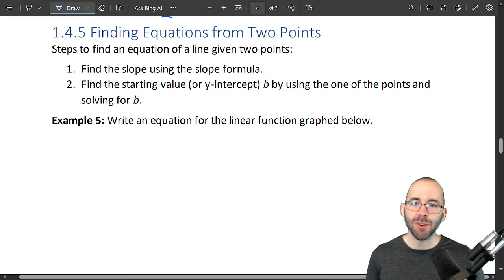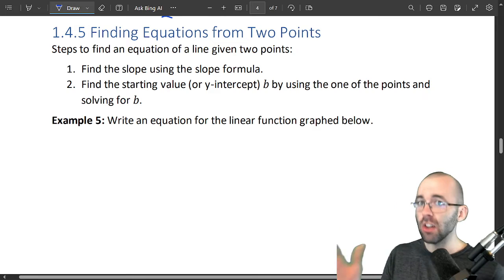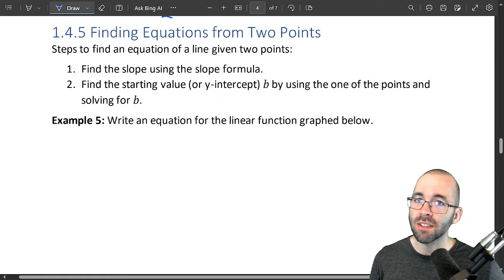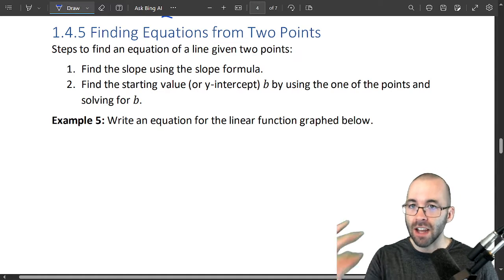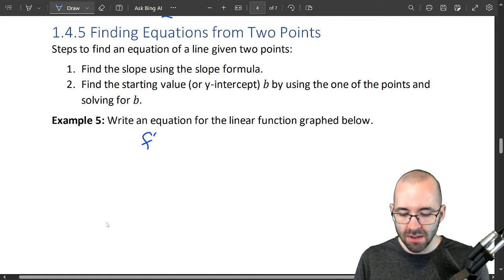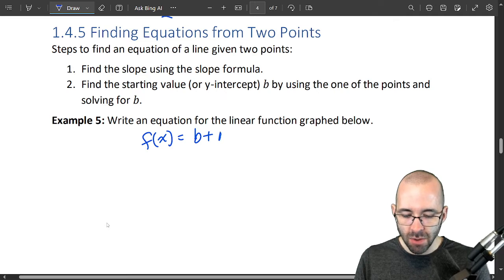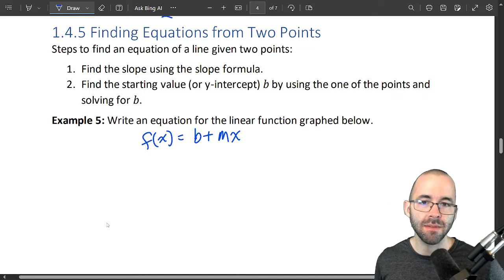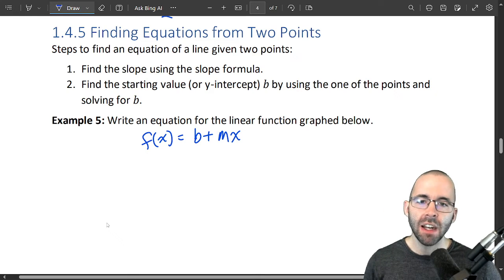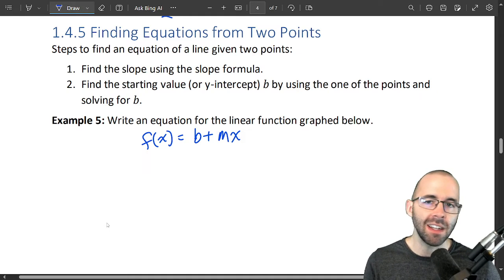Let's find an equation from 2 points. We've done close to this. We've found the slope from 2 points. And now we're going to use that to find the whole equation. Remember that a lot of times in this section, we're going to be looking at linear functions, which is going to be b plus mx, or mx plus b if you want the conventional format. So we know the m, we just need the b.